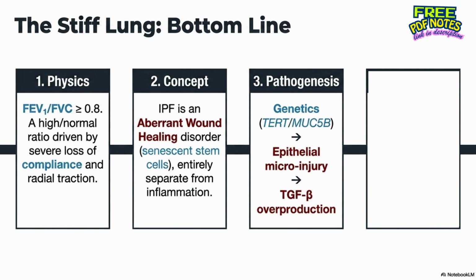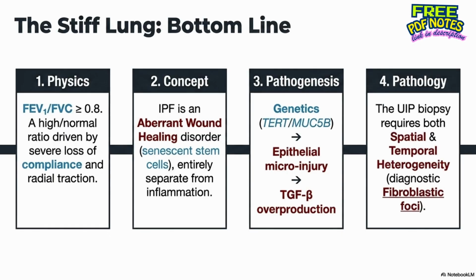Number 3, pathogenesis. It flows from genetics like TERT and MUC5B to epithelial microinjury leading to TGF-beta overproduction. And number 4, pathology. The UIP biopsy requires both spatial and temporal heterogeneity, and finding fibroblastic foci is diagnostic. That covers the restrictive paradigm.